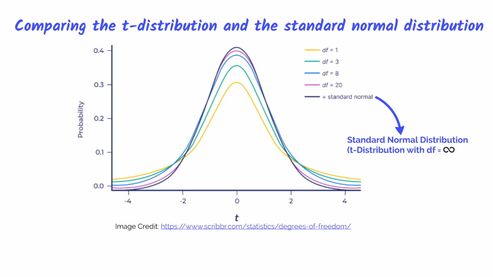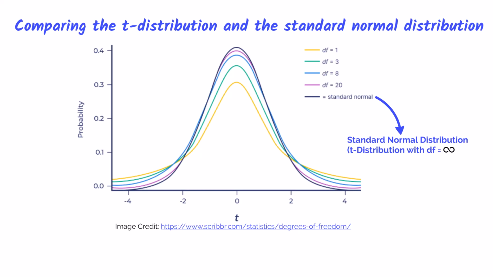There is only one standard normal distribution, but there are many different t distributions depending on the degrees of freedom. So the degrees of freedom represents the number of independent pieces of information used to calculate a sample statistic. It is based on the sample size, so depending on what the sample size is, we will get a different t distribution. The t distribution is more spread out than the standard normal distribution.